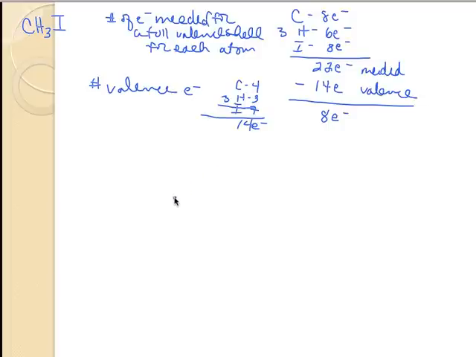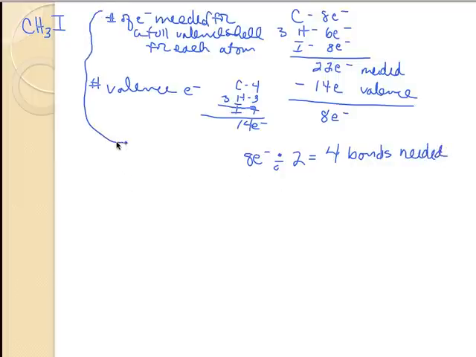Take that 8 electrons, divide by 2, tells me the number of bonds needed. So this process here tells me the number of bonds needed.